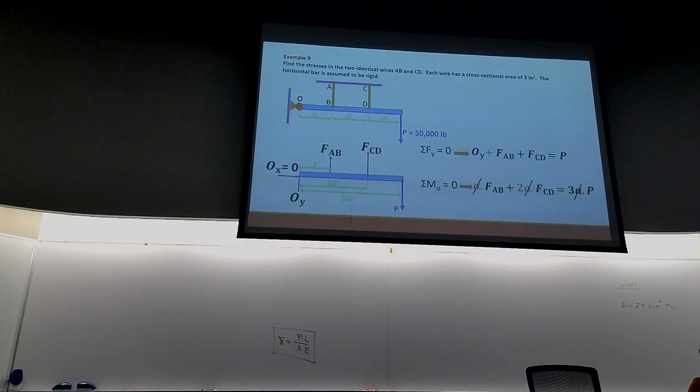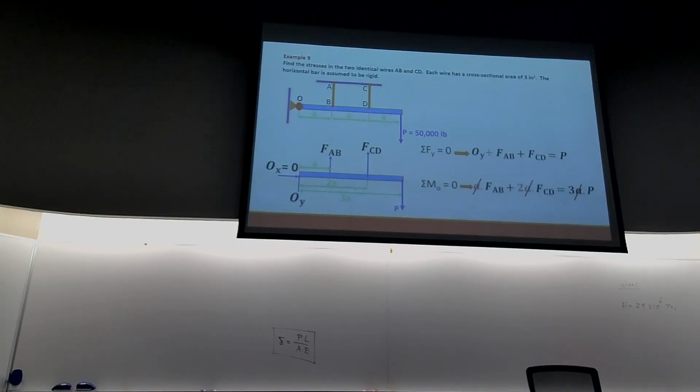So as you can see, we have the same situation again. We have two equations and three unknowns. The unknowns are OY, FAB, FCD. So this was the statics part of it, and once again, we have a statically indeterminate system. So we need to look at deformations to get one additional equation. What can you say about deformations in this problem?